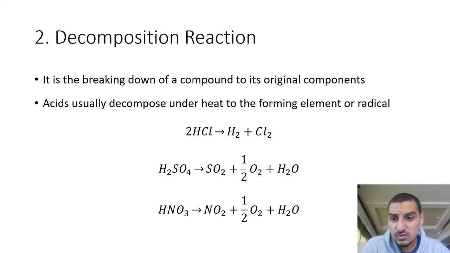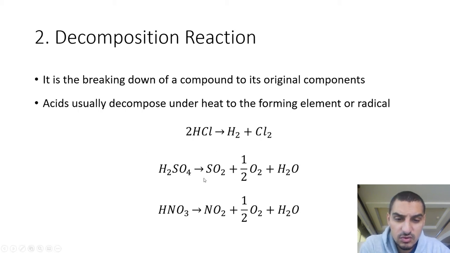The second reaction is called the decomposition reaction, which is the opposite of the direct union reaction. For the decomposition reaction, you break down a compound into its original components, so it's the other way. And the decomposition of different compounds depends on its nature. For instance, acids either produce hydrogen or produce water vapor and oxygen. So for HCl, it produces hydrogen and chlorine, which is very intuitive. You can know that by yourself.